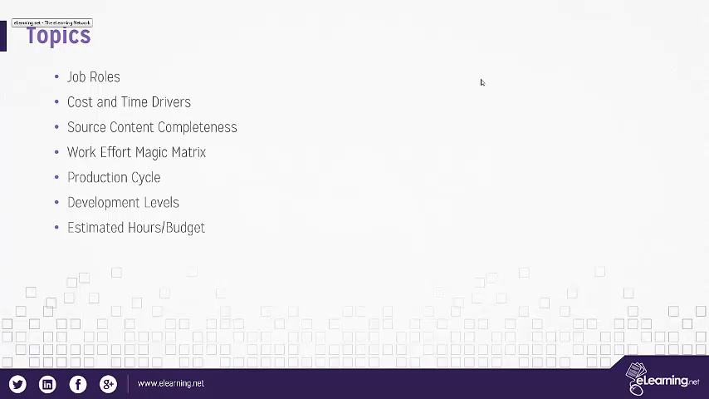So the topics of today's training include the job roles that go into an e-learning project, then also the cost and time drivers that will affect your project. One of those big drivers is the source content completeness, so we'll actually define how we talk about source content and how that affects the project. We'll also look at what I call the magic matrix, which is a way to estimate work effort. Then discuss the production cycle, the e-learning development levels, and then come up with how do you estimate the amount of hours you might need and the kind of budget that you might need.